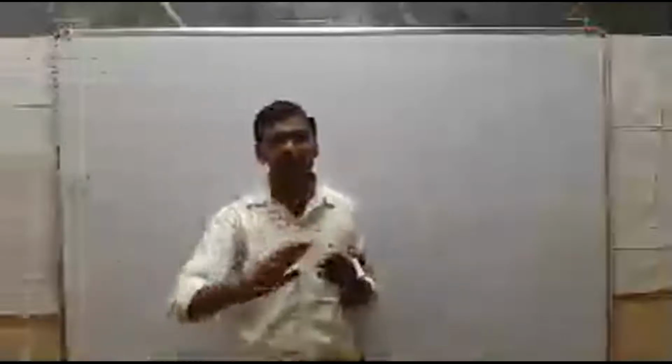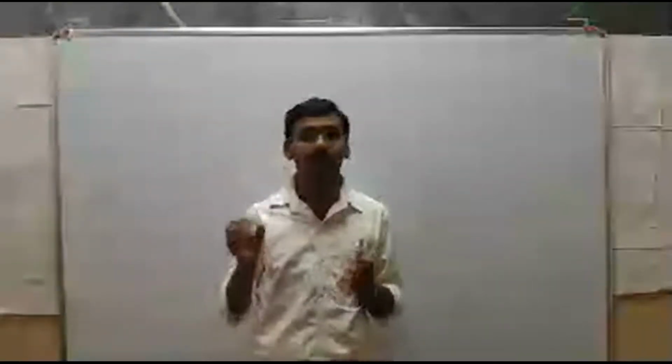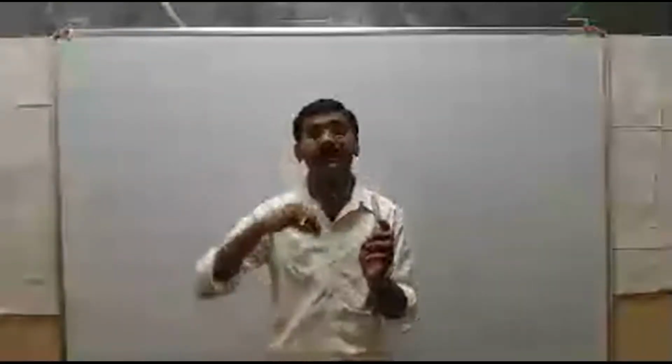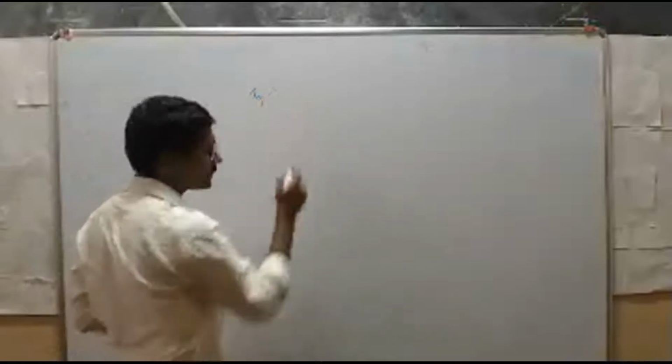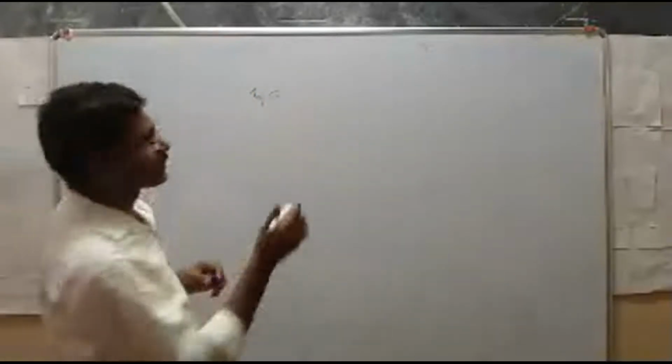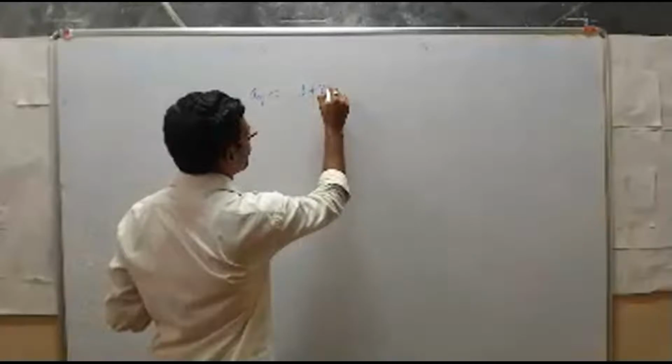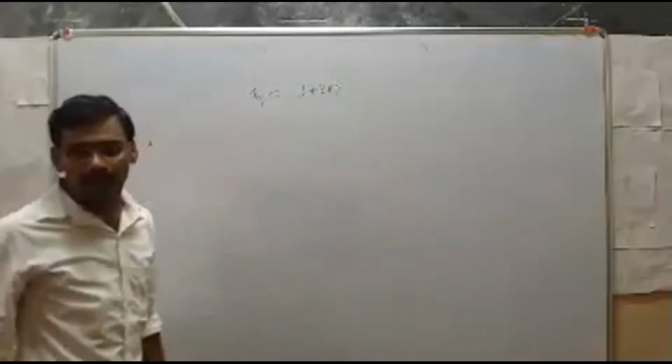Here they have not given any first term, second term, or common difference. But we know the nth term of that AP. Here the nth term is an equals 3 plus 2n. This is the nth term.